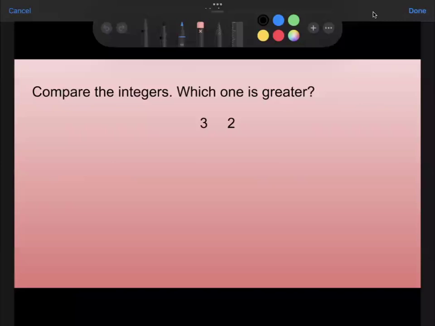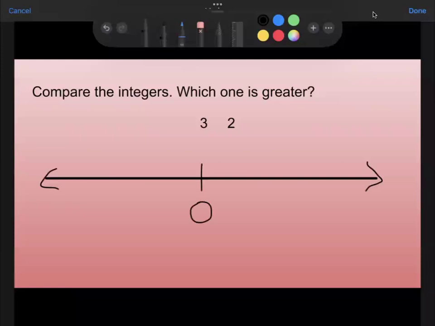Okay, here's our next one. We're going to compare these two integers to decide which one is greater. You might be looking at these going, oh, that's easy, right? Because we've been comparing positive numbers all along. And that's true, but they are still integers. So if you already know the answer to that, that's great. If you don't, let's go ahead and visualize that number line, and let's graph those numbers on the number line.